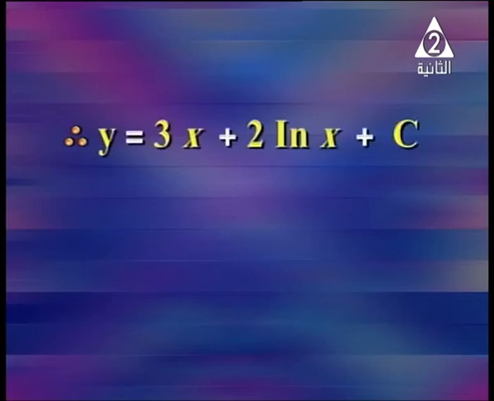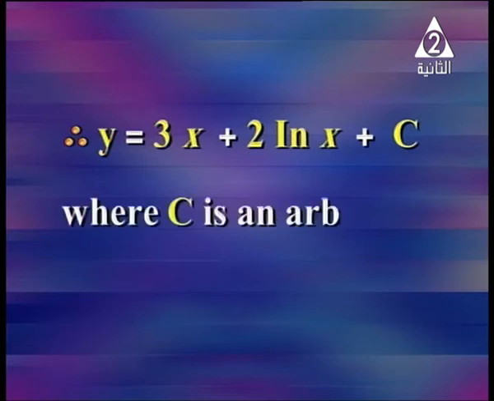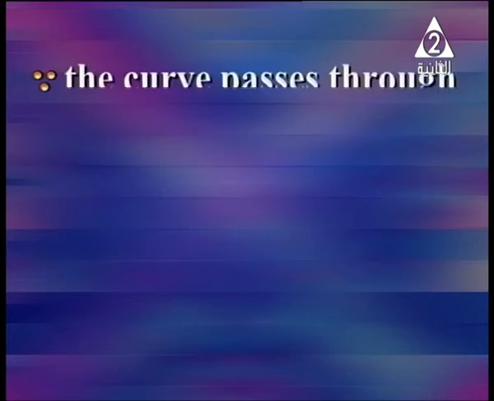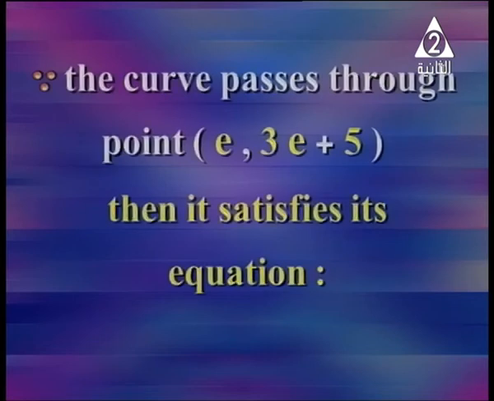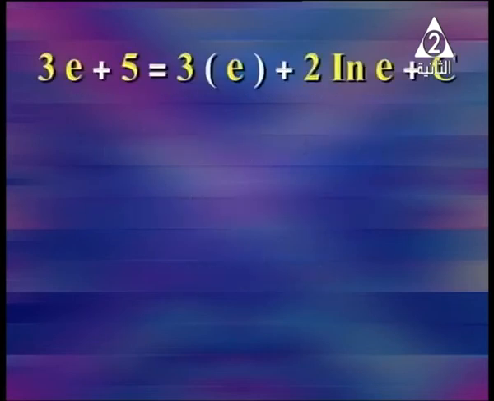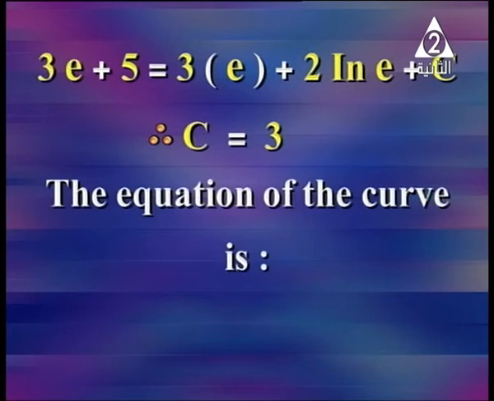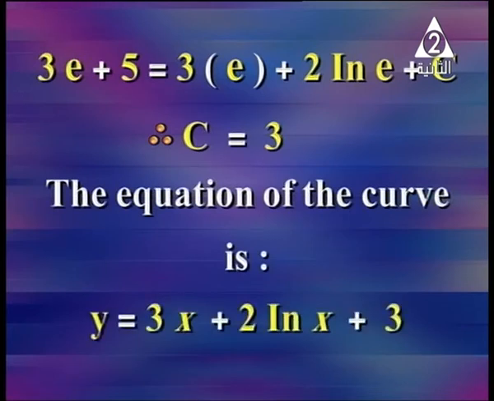What is y? 3x plus 2 ln x plus c. This is the integration of y, and c is arbitrary. Then the curve passes through (e, 3e plus 5) and satisfies the equation, using 3e plus 5 as y and e as x: 3e equals 3e plus 2 ln e by substitution. Then c equals 3. The equation of the curve is y equals 3x plus 2 ln x plus 3.